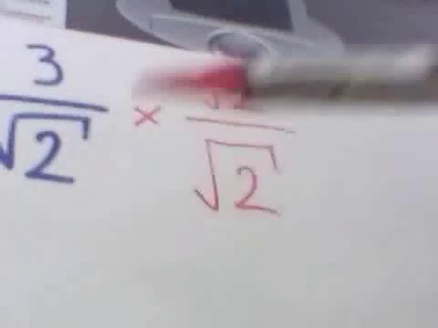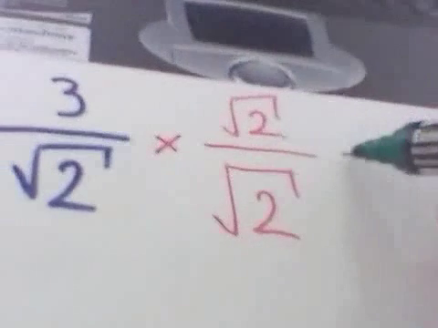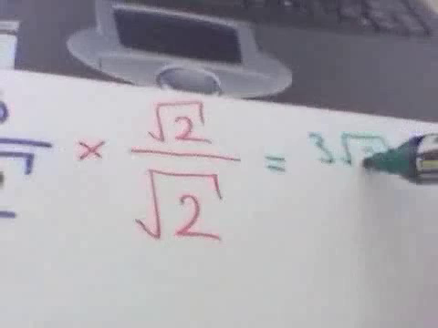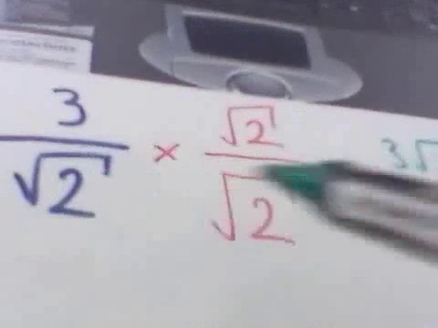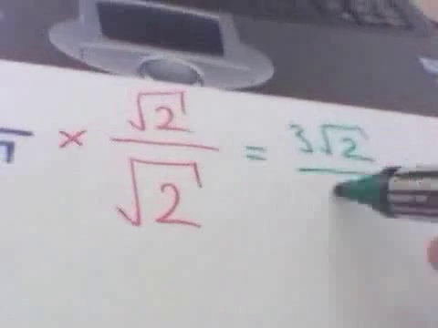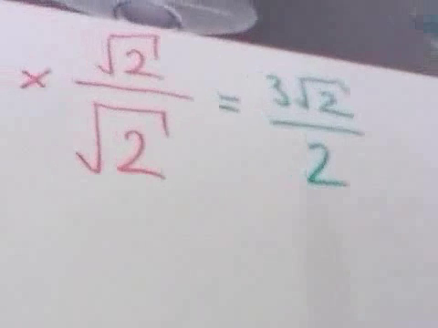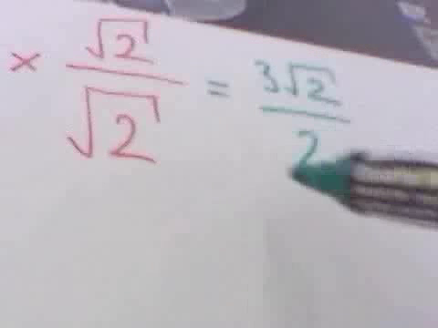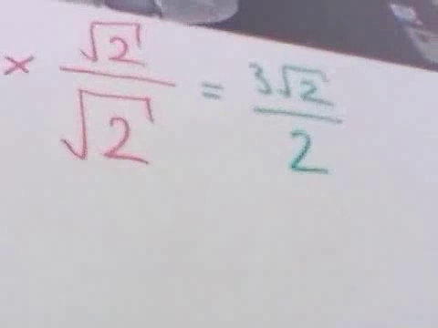Now if you notice here, root 2 divided by root 2, that's just 1. So I haven't actually changed the fraction at all. But watch this when I multiply it out. Well, 3 times root 2 is 3 lots of root 2. Root 2 times root 2 is just 2. So I've got 3 root 2 over 2. If you notice now, the denominator is not a square root anymore.